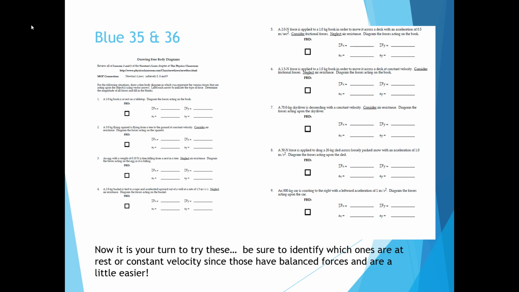Be sure to identify all the ones that are at rest or constant velocity because those have balanced forces and they're a little bit easier. And what you may want to do is just go through and do all the ones at rest first and all the ones at constant velocity first, and then go back and tackle the ones that have constant acceleration. But follow the steps. If you need additional paper to do this, go ahead. You don't have to feel like you have to cram it all onto this.